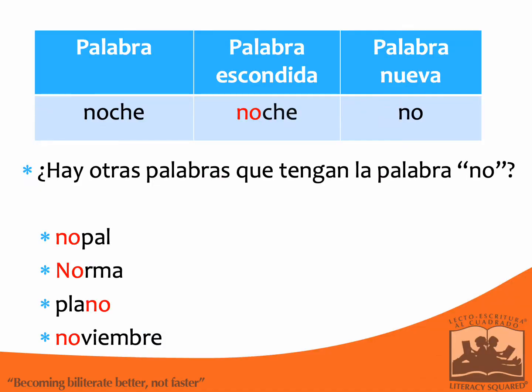A variation that can be tried after students have several opportunities to practice is to think of other words that have the smaller word in them. To continue with the example of the word noche and the smaller side word no, a list can be created of other words that have the word no in them. For example, nopal, norma, novio, ganó, plano, etc.